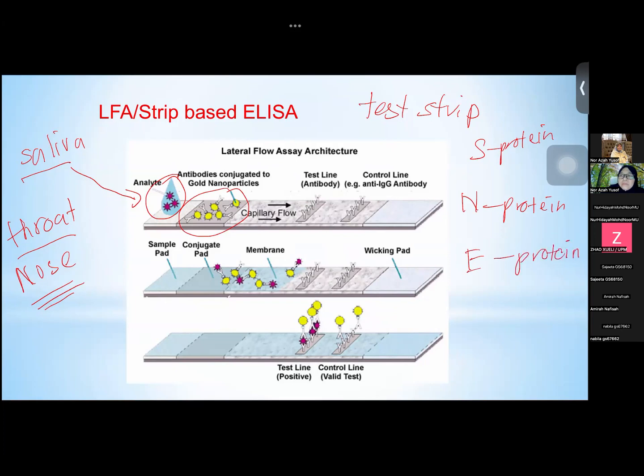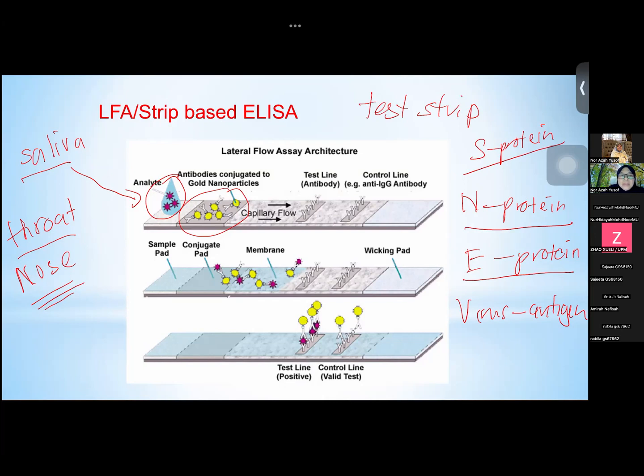So if you wish to develop your test strips, you have to choose, or you can have, different types of antibody to capture different types of epitopes on the antigen. Okay, so the virus is the antigen here, and these are the epitopes for that specific antibody.